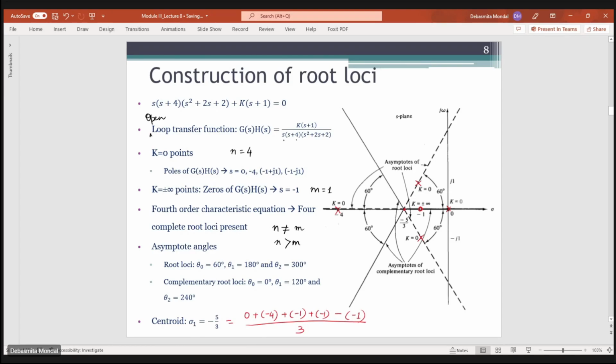So you can find out what is the intersection, or the centroid, of these asymptotes of the root loci. Okay.